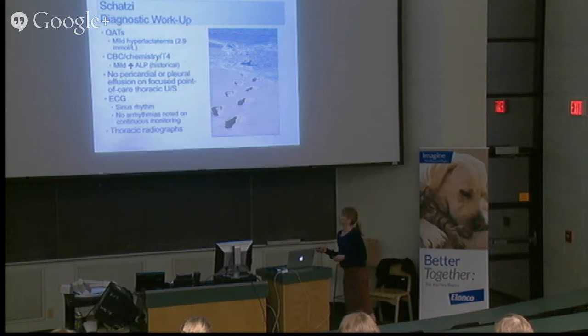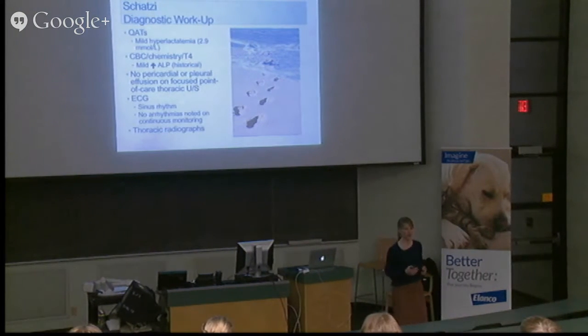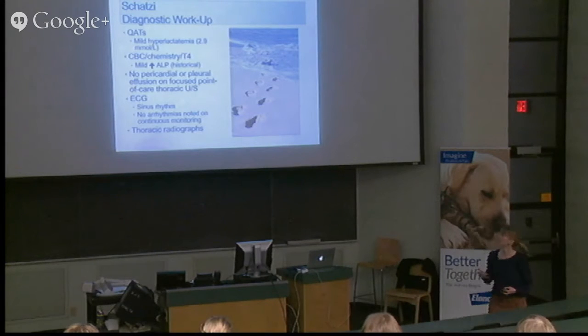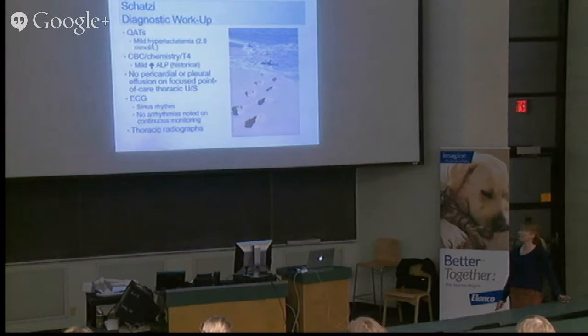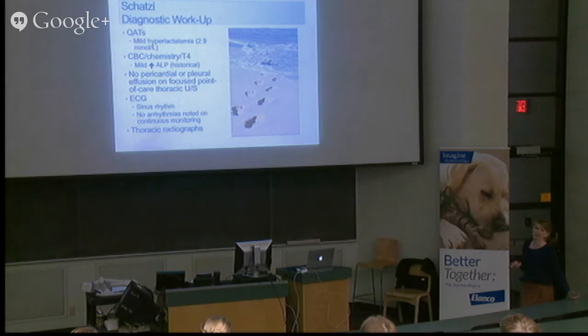Okay, so where does that lead us? Our diagnostic workup at that point, we did some what we call quick analyzing tests. That's what the QAT stands for. And she had a mild hyperlactatemia. Her lactate was 2.9, less than 2 would be normal. So perhaps indicative of some perfusion abnormality there. On her full chemistry that her RDVM had done for us just recently, she had a mild increase in her ALP, which was historical and nothing new.